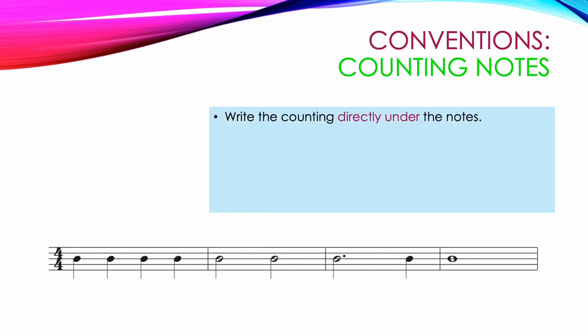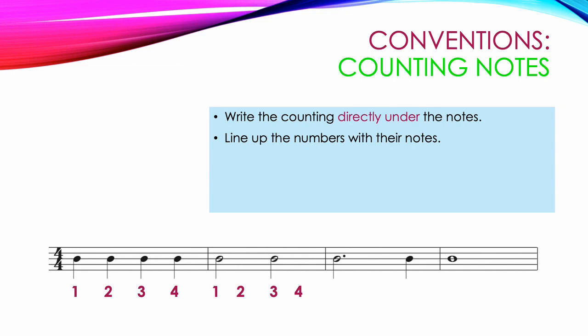Write the counting directly under the notes. So in the first measure of this example, we have 4 quarter notes. So we want to put the numbers directly underneath the notes. 1, 2, 3, 4. We want to make sure to line up the numbers with their notes. In the next measure, we have 2 half notes. So on the first half note, we need to line up 1, 2, and the second half note needs to start with 3 and go to 4.